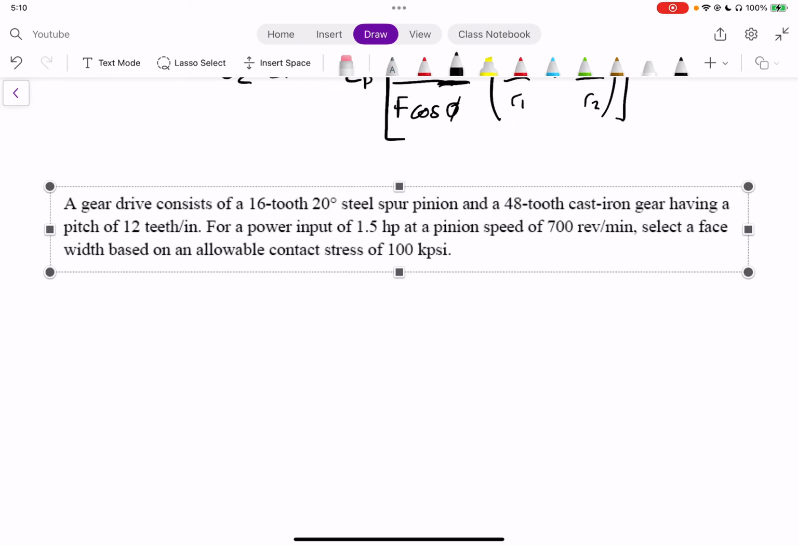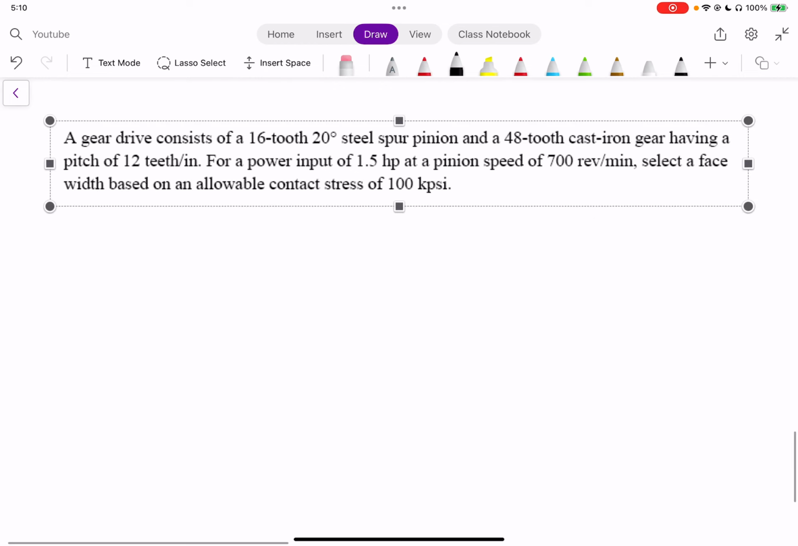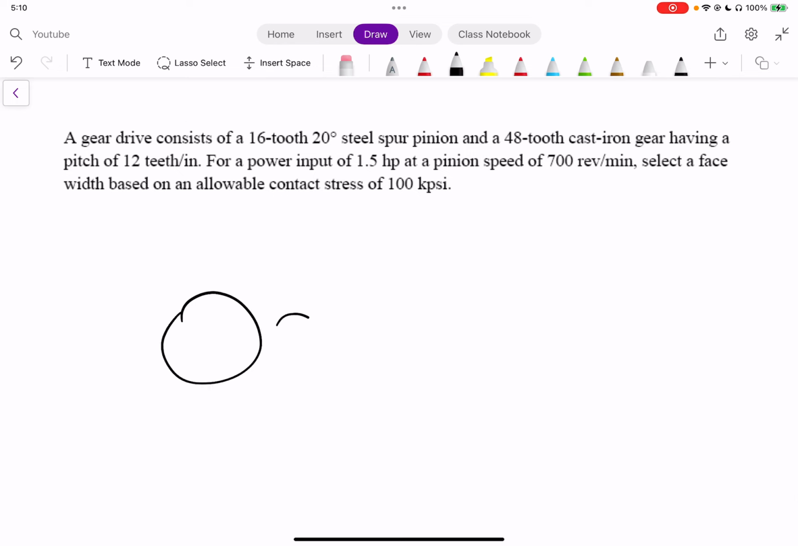Essentially we would have a first diagram that looks like this. So we would have a gear and a pinion in contact together. The gear has 48 teeth, the pinion has 16 teeth, and then we have steel for the pinion, cast iron for the gear, and our sigma C we know is going to be equal to 100,000 psi, and that is going to be our allowable contact stress.